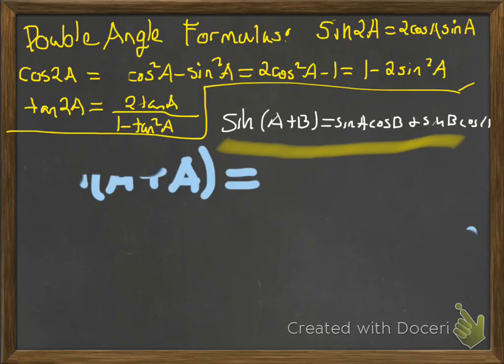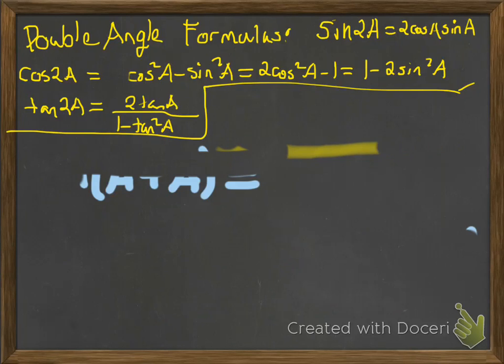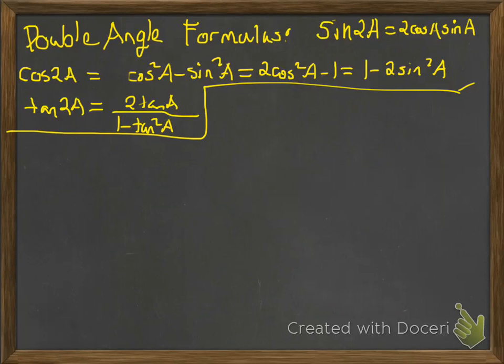Similarly, we can use those formulas for the sum of cosines to find the formula for the cosine of a sum of angles, cosine squared a minus sine squared a for the cosine of 2a, and then using the Pythagorean theorem that can be rewritten as 2 cosine squared a minus 1 and 1 minus 2 sine squared of a. And we could probably come up with something similar for the tangent of 2a formula, which is 2 tan a over 1 minus tangent squared a.